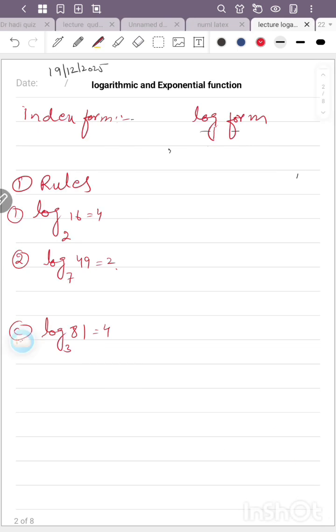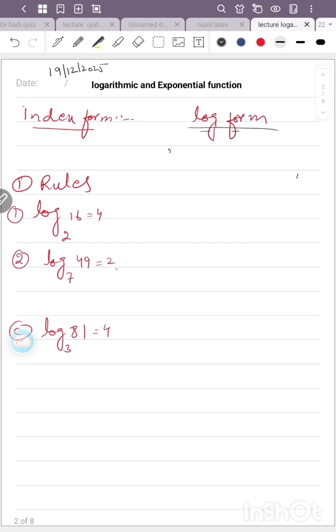Today we have a topic: logarithm and exponential functions. What is a logarithm? What are logarithmic functions? We have to discuss in detail. There are two types. We say the first one is index form, the second one is log form.